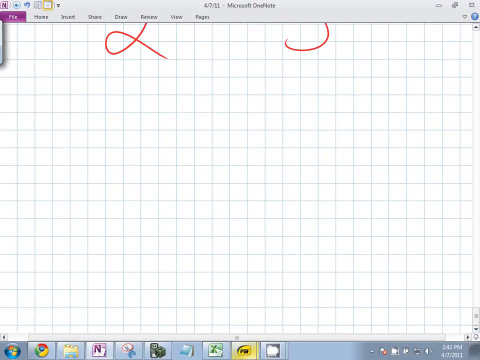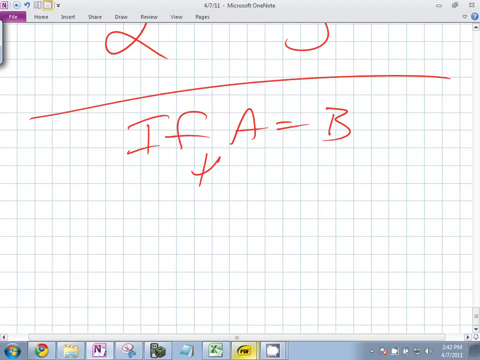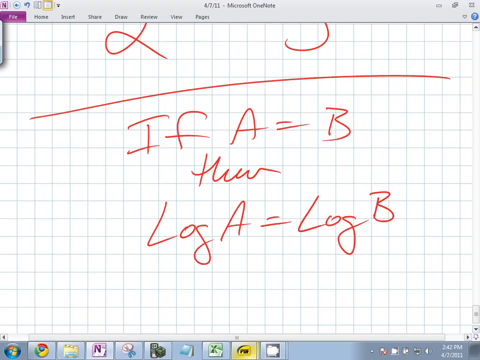Here, it's really quite simple, actually. If A equals B, then log A equals log B. You can add logarithms in to attack exponential problems. Think about that. We're not going to go into it right now.